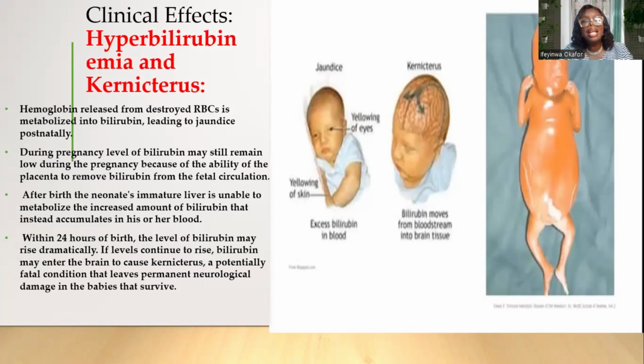So the target here is to reduce the concentration of bilirubin in the baby's blood as much as possible to prevent it from crossing the blood-brain barrier. Because once it gets into the baby's brain and causes damage to the baby's brain, it cannot be reversed.